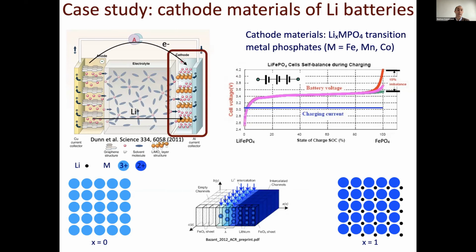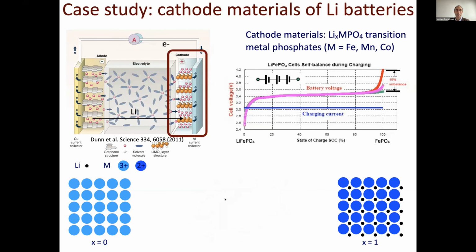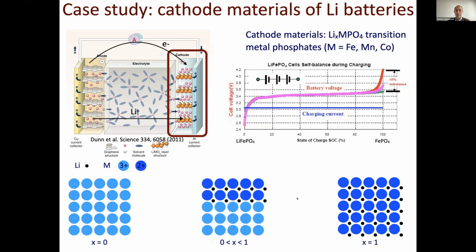So if we want to represent this intermediate situation with the same cartoon, we have something like this. So we have to find something like this. And if our simulation is good, we should find that this is the most favorable intermediate situation.